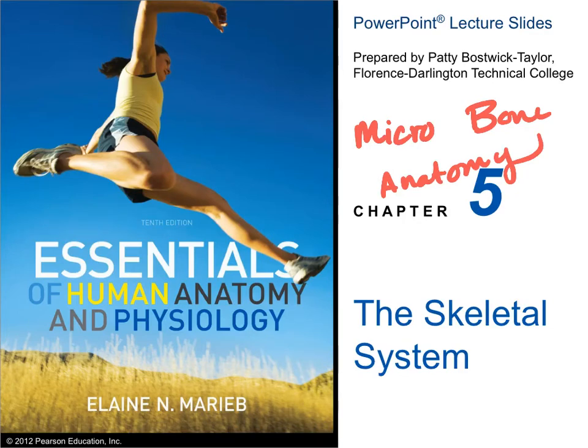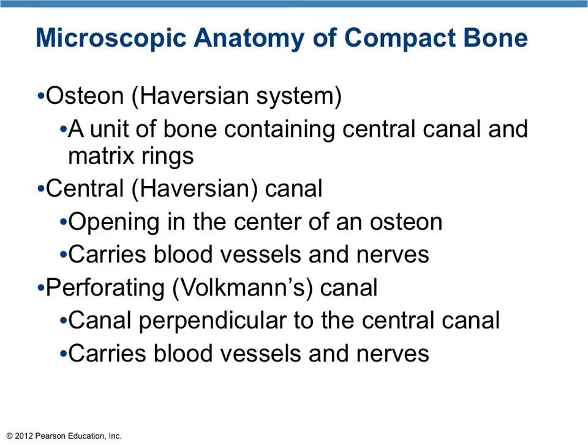In this lecture, we're going to cover microscopic bone anatomy. Compact bone is made of a bunch of units called osteons. The osteons are also called the Haversian system. It's a unit of bone that contains a central canal and then has a matrix that is in a ring formation. The central canal is the opening in the center of an osteon. It carries blood vessels and it carries nerves.